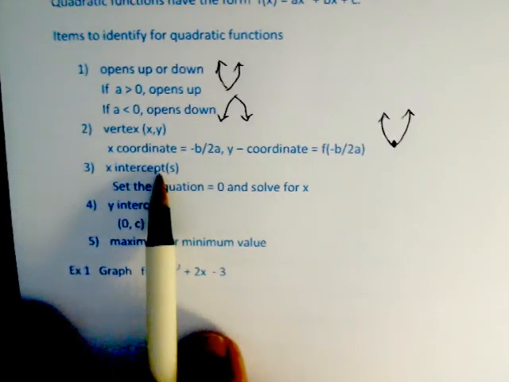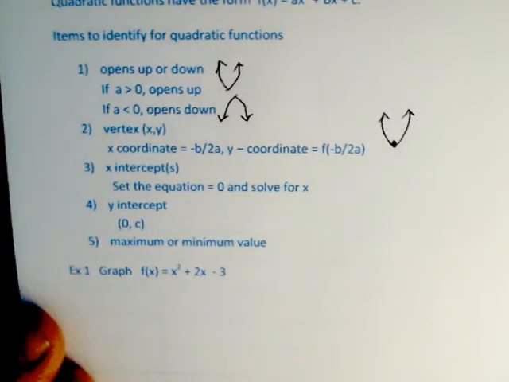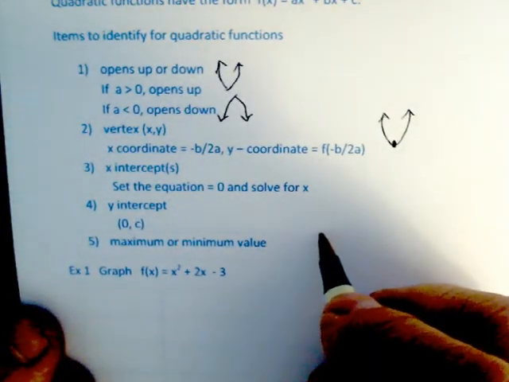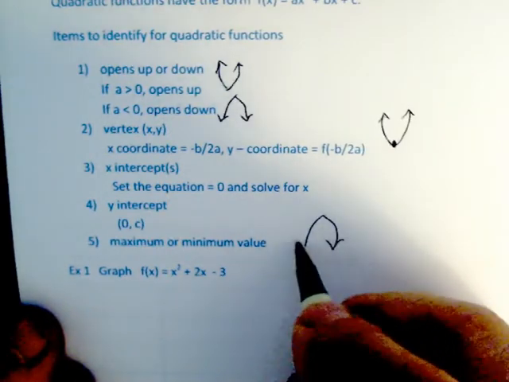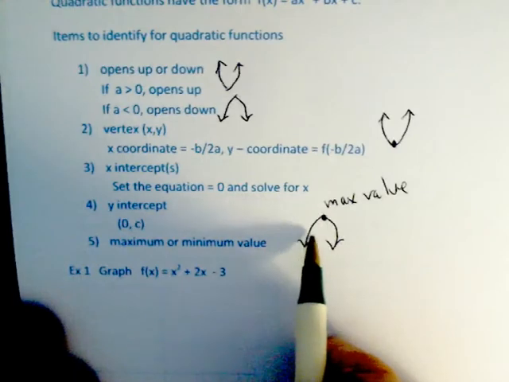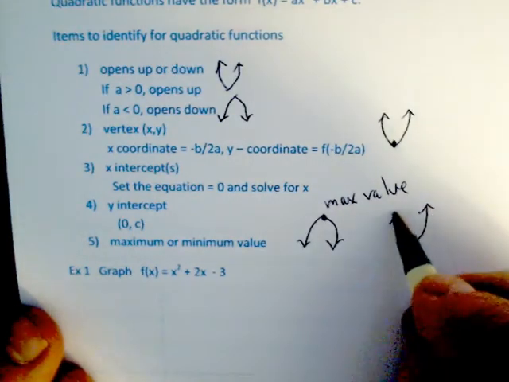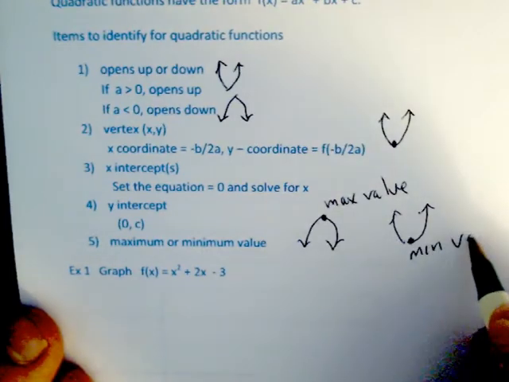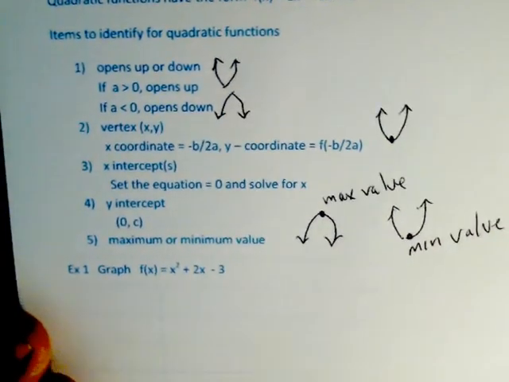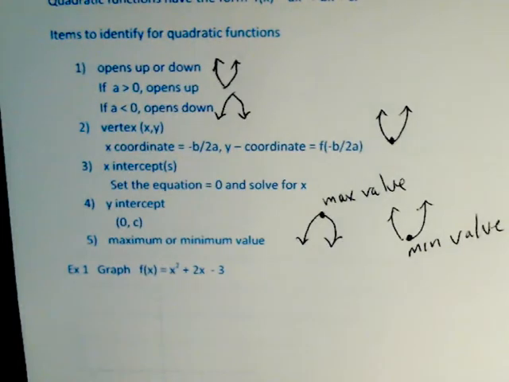We can also find your x-intercepts. So again, we set the equation equal to 0 and solve for x. We also want to find the y-intercept. And we also want to find the maximum or minimum value. So when we think in terms of maximum value, the parabola is going to open downward. So we have a max value if it opens downward. And again, it all involves the coordinates of the vertex. If the parabola opens up, we have a minimum value. So we're going to go over all these, but this is what you need to identify for me from the quadratic functions.